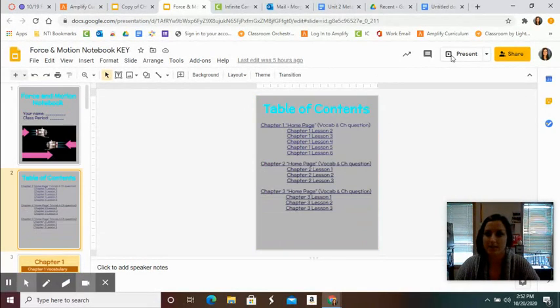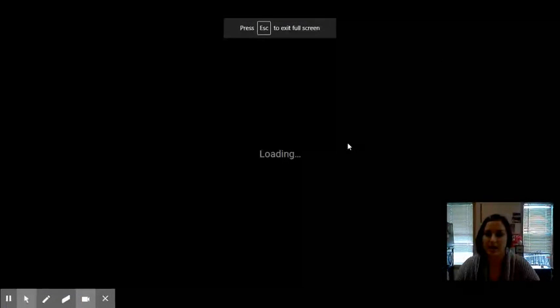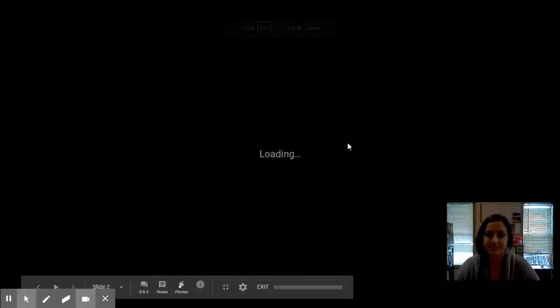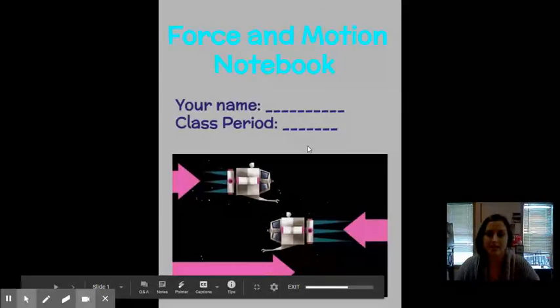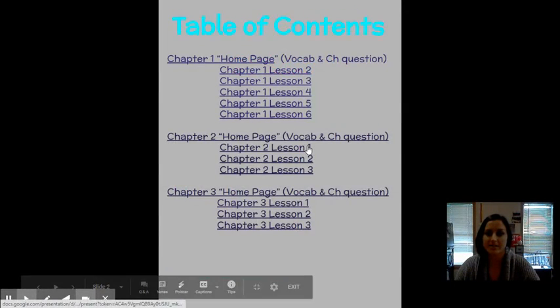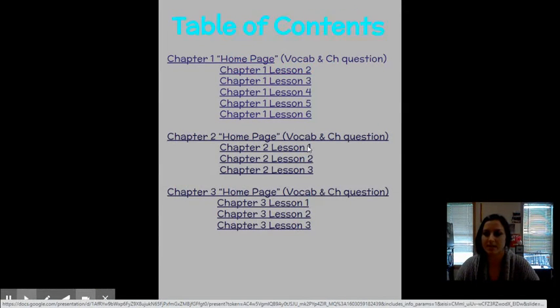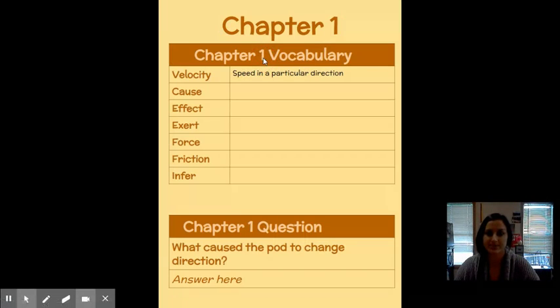There is a home page for you to write your name and your class hour on, which you'll see here. And then the second page, I turned it into a table of contents instead of doing the tabs like I did last time. And these are all hyperlinks, so you can click on them and they will take you directly to where you need to go.